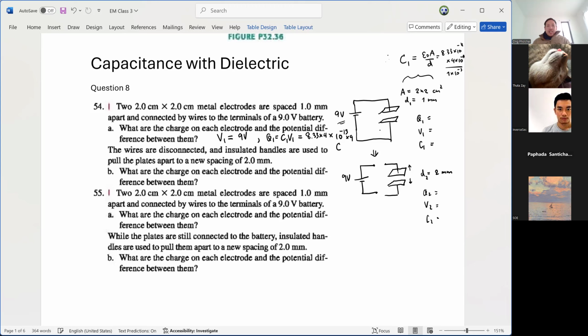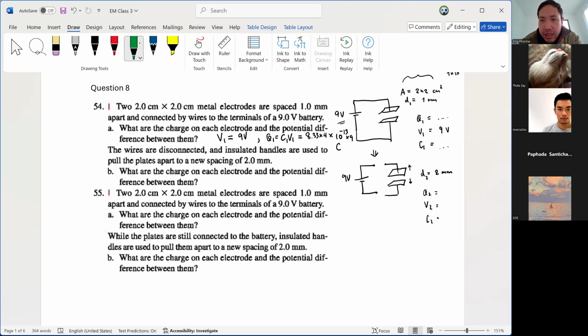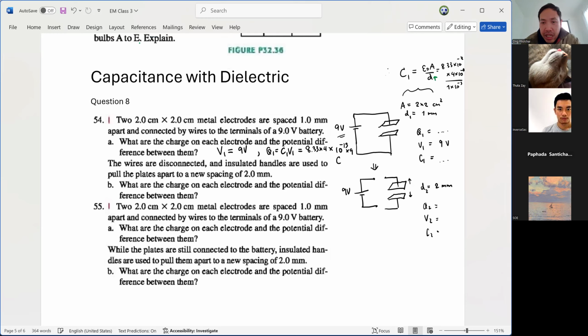Now, after the wire is disconnected and pulled apart, what would it be? Some number right here, some number here. Okay, so what's going to change? This is important. After you pull them apart, C is going to change, right? Because D will increase. So C will drop. C equals epsilon naught A over D. So because D increases, C is going to be half, right? So C2 is going to be half of C1. And after disconnected, does V change or does Q change?